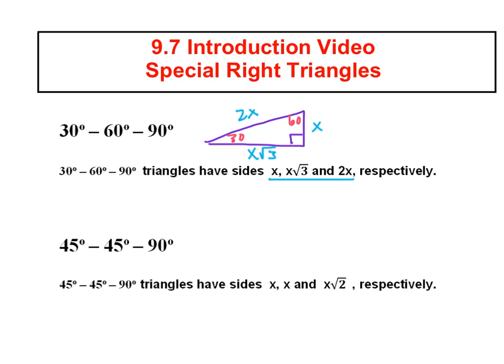So in every 30, 60, 90 triangle, however long this side is, the hypotenuse is always going to be twice as long, 2 times that value. The other leg is always going to be square root of 3 times that value. So these proportions to each other will be the same in every single 30, 60, 90 triangle.